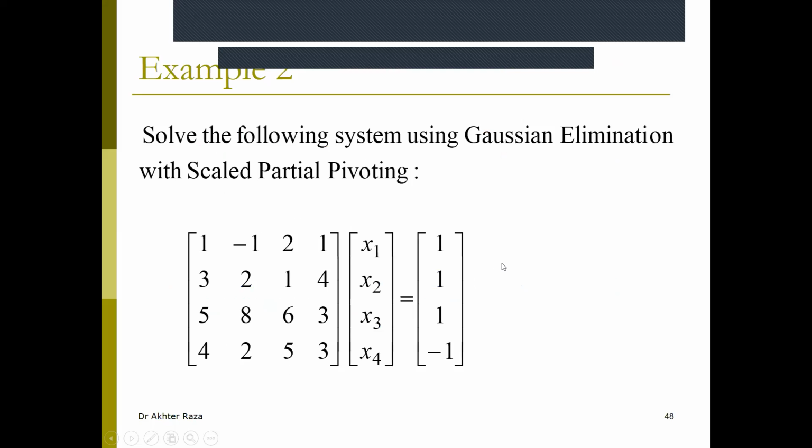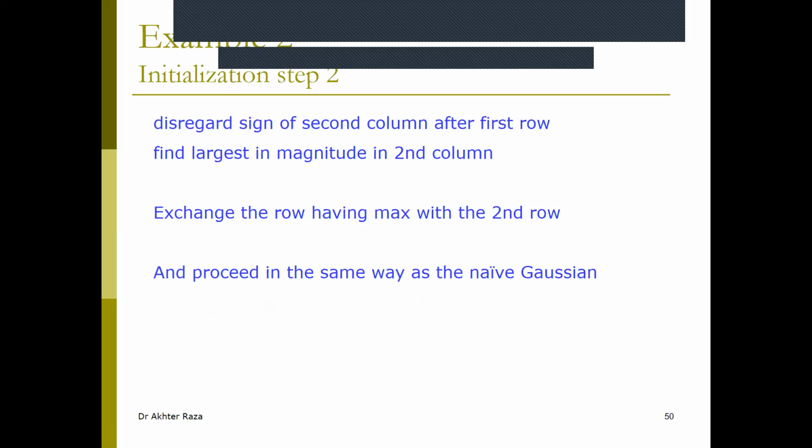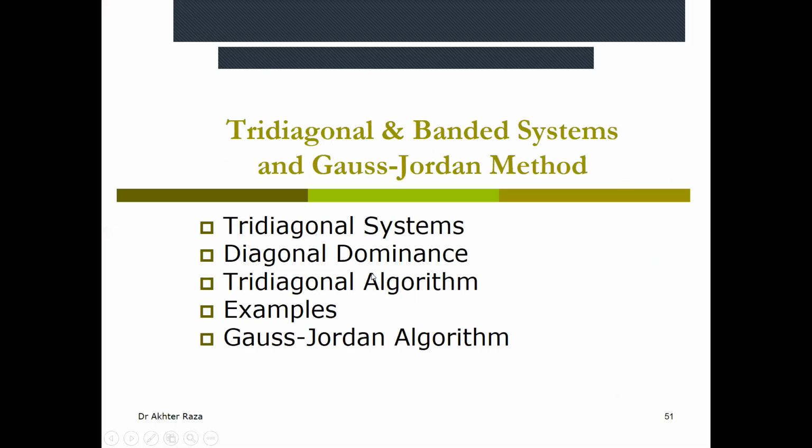So partial pivoting gives us a better solution if we already have some zeros. So those zeros can be moved to the bottom rows by partial pivoting. Otherwise, the entire procedure is the same. After partial pivoting, we have to implement the naive Gaussian procedure on the matrices in the same way as we were doing. And the last is the Gauss-Jordan method.